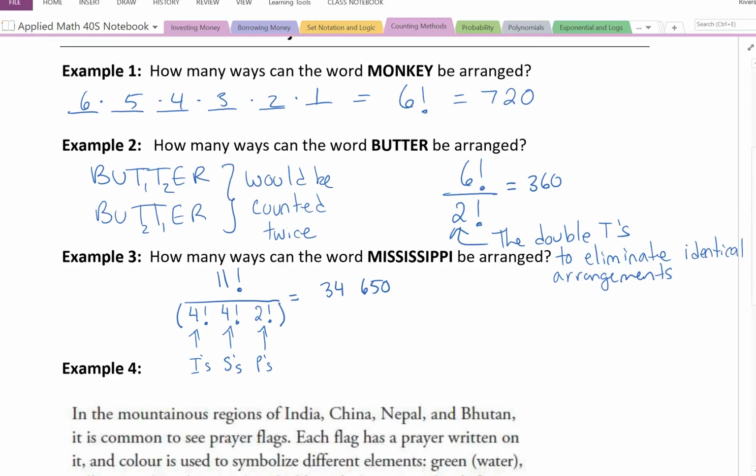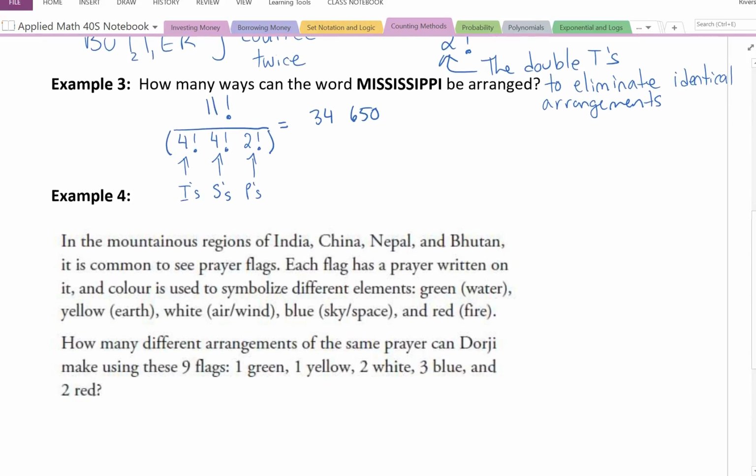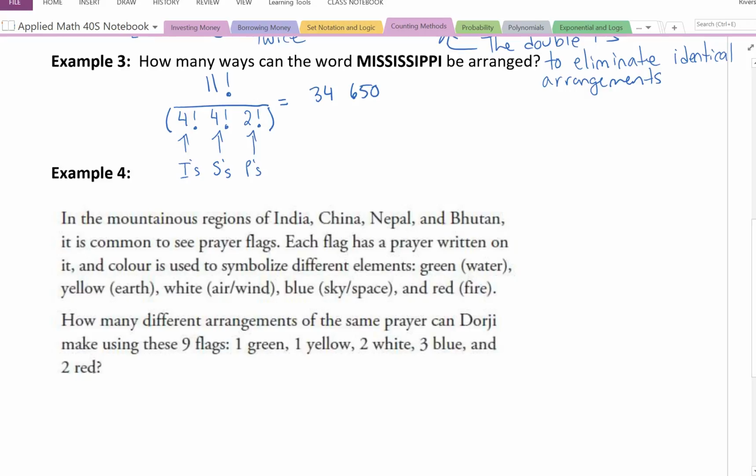Example 4 is a different type of question, same idea. Okay, we're not dealing with a word. It says in the mountainous regions of India, China, Nepal, and Bhutan, it is common to see prayer flags. Each flag has a prayer written on it, and the color used symbolizes different elements: green for water, yellow earth, white air or wind, blue sky or space, and red is fire. How many different arrangements of the same prayer can Dorji make using 9 flags, 1 green, 1 yellow, 2 white, 3 blue, and 2 red?